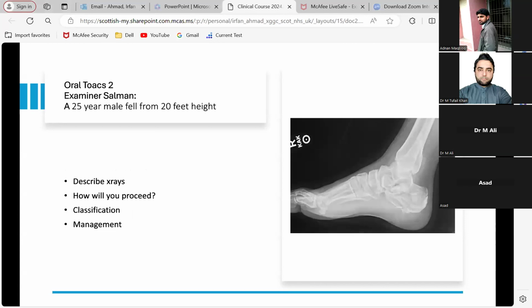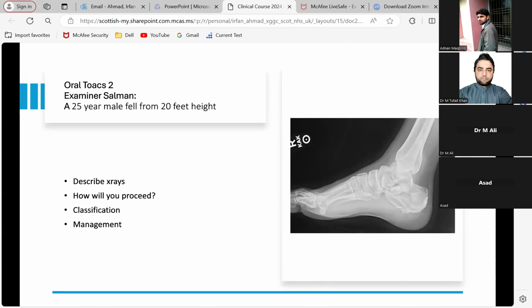Calcaneal fracture, again, you were very good. The only thing is I had to push you a little bit to make you say the words. I know you had all these words in your mind, but you were struggling to say them a little bit. But overall the flow was very good, and you know this station very well. You were aware about the angles.